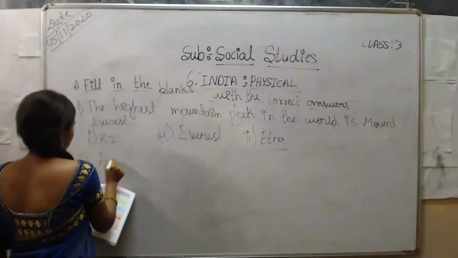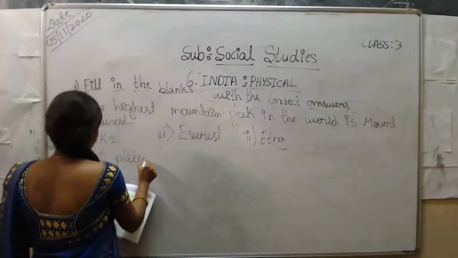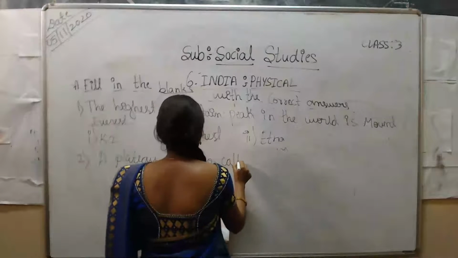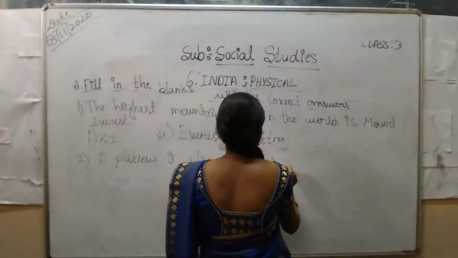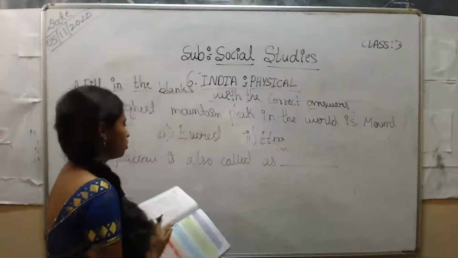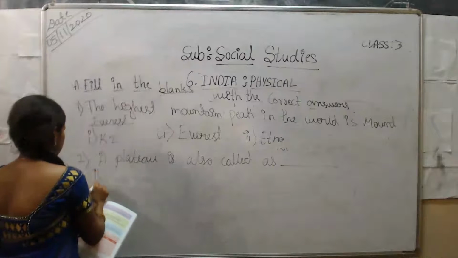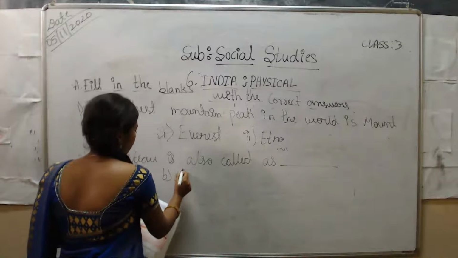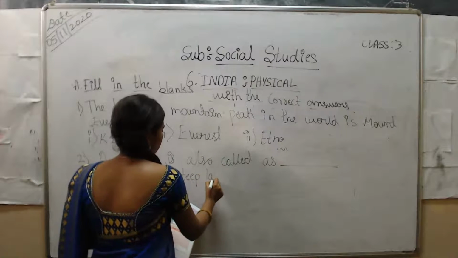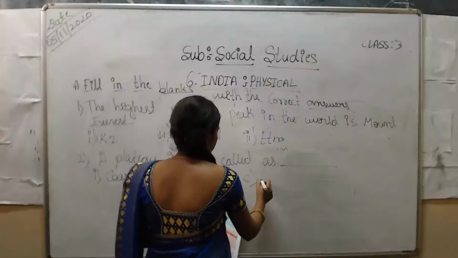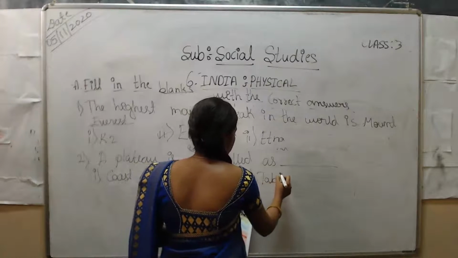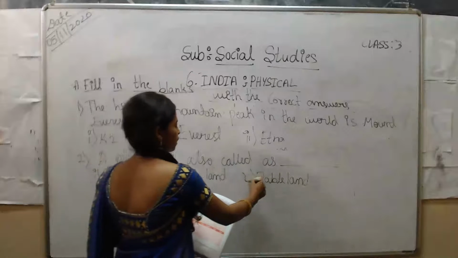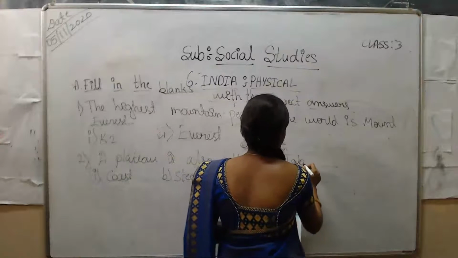Second question, a plateau is also called as dash. So what are plateaus also called? Option A, coast. Option B, steep land. Option C, tableland. Okay, students, which is the right answer? Third one is the right answer, that is tableland.